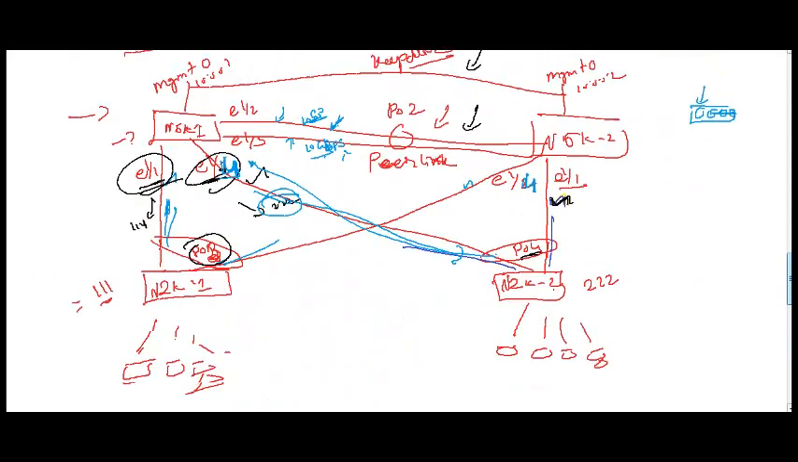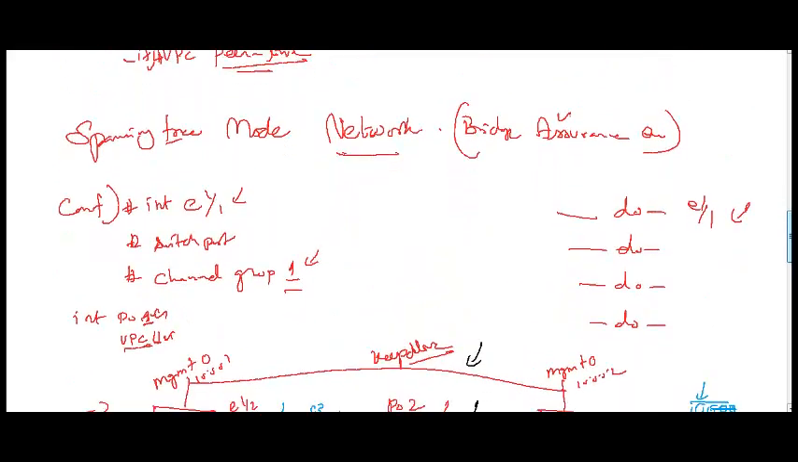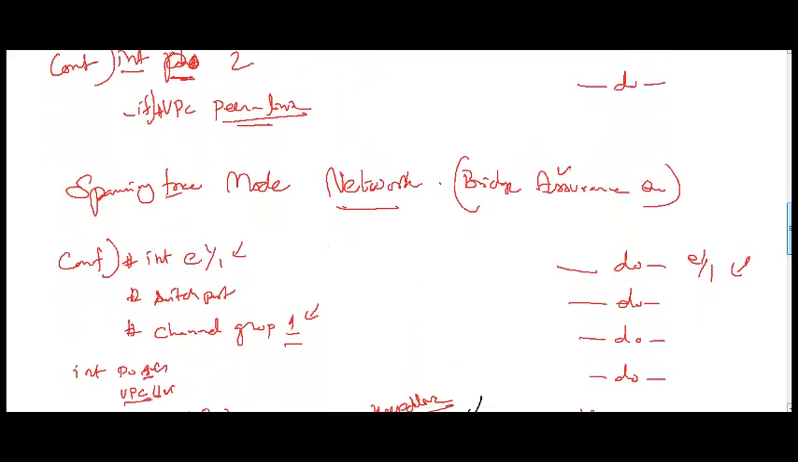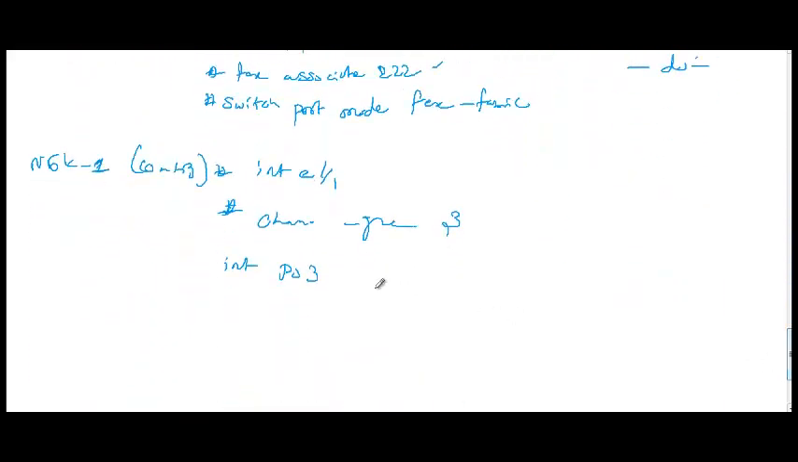The same thing you did in the old scenario. In the old scenario, we went under the interface, created a channel group, and said VPC some number. Same like that. Here I go under this and give VPC some number, and it should be the same number when I configure it on the other switch. So all things should be the same. If I use VPC 3, here also it should be VPC 3.